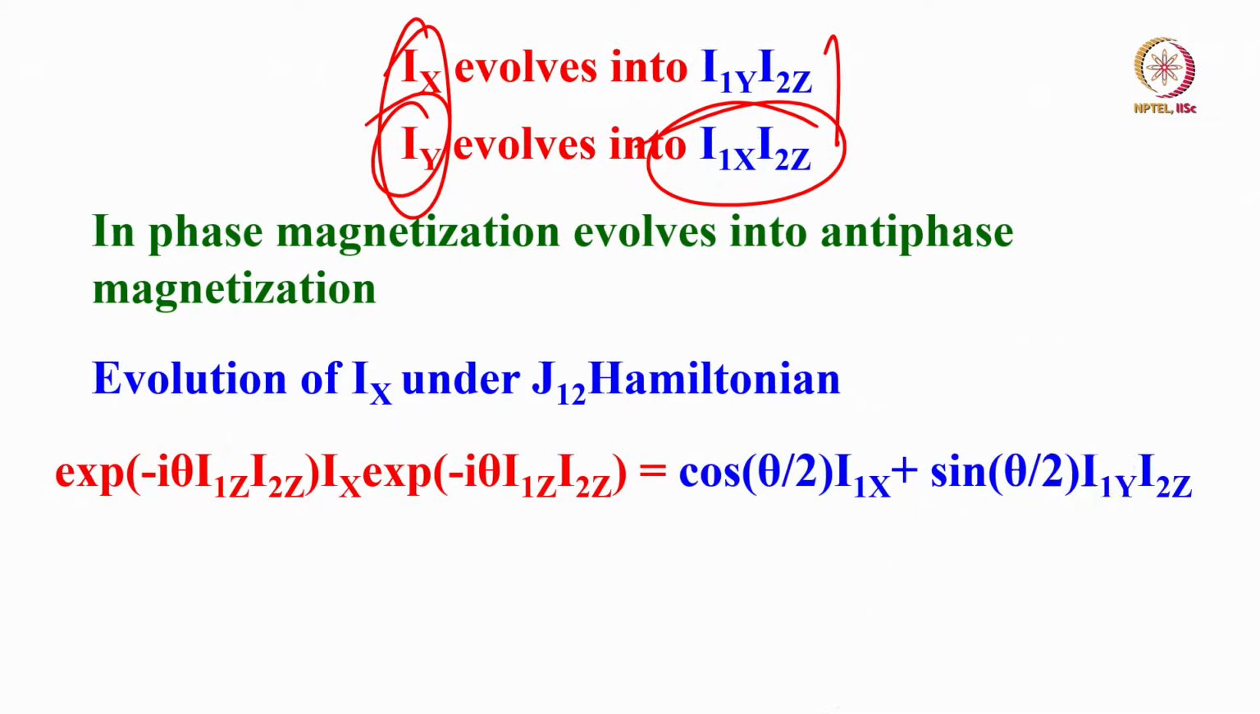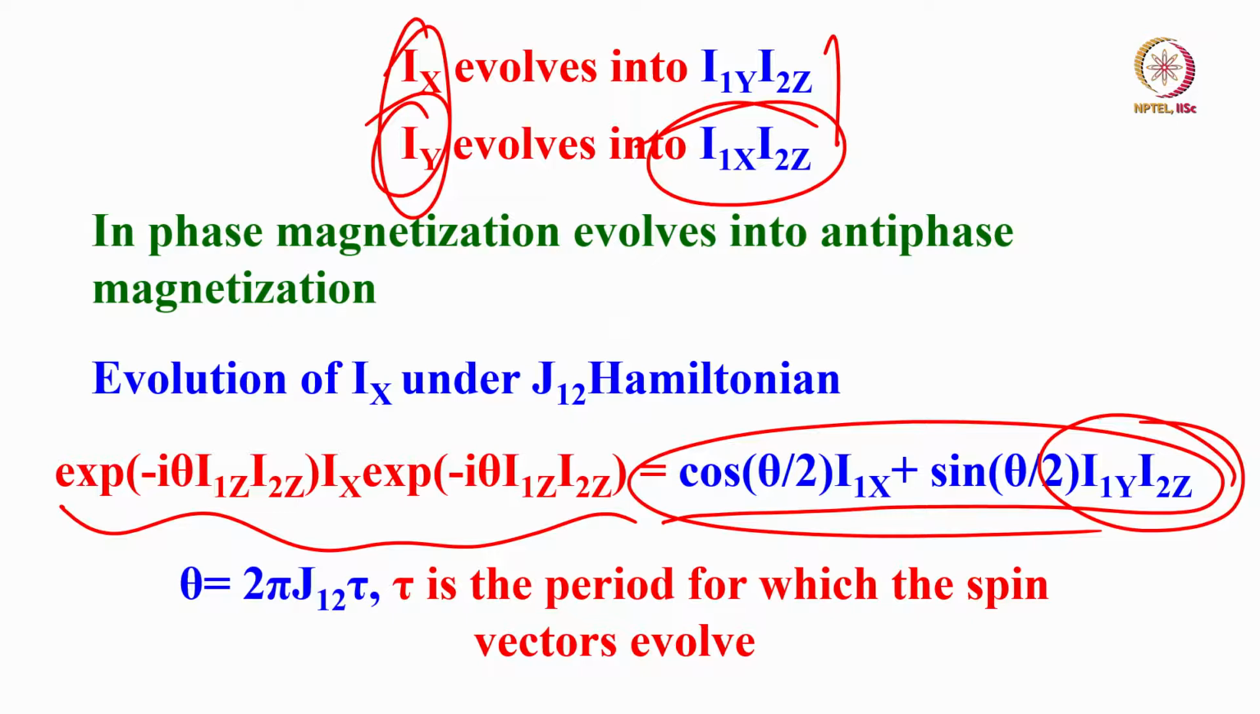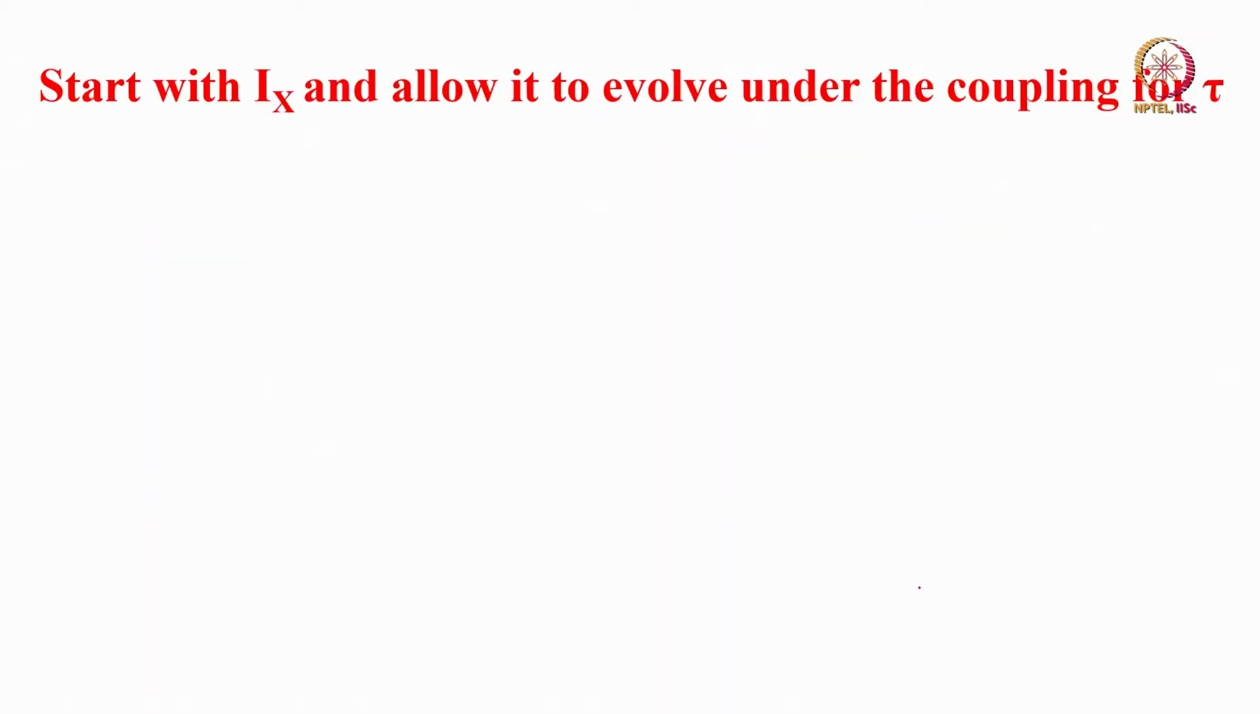So, under the J12 Hamiltonian, if you write how the evolution of Ix takes place, this is the formula. Ix is being rotated under J12, in which case this is the identity we have to use. Now, the Ix component, which is in-phase, turned out to be antiphase. Now, at theta equal to 2 pi J tau, where tau is the period for which the spin vector evolves, we can work out what happens if we put this value in theta and calculate the cosine and sine terms.